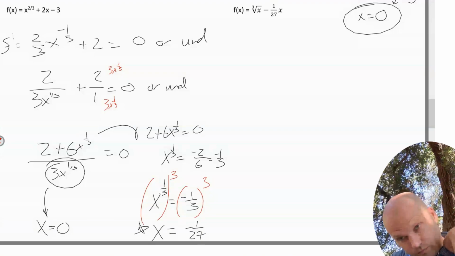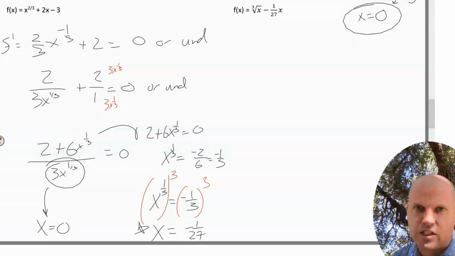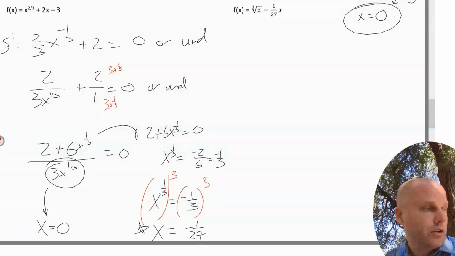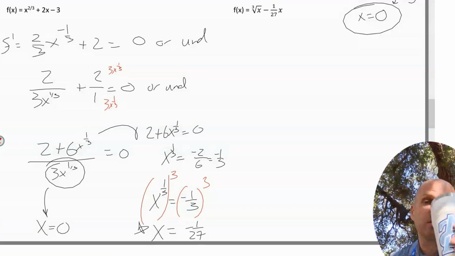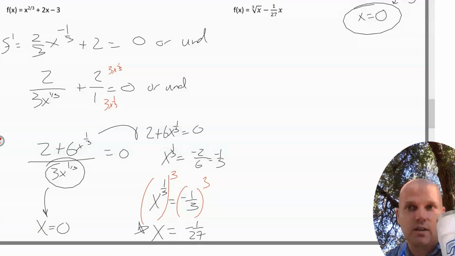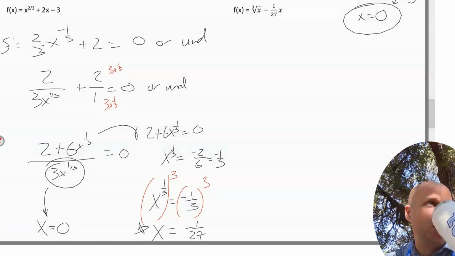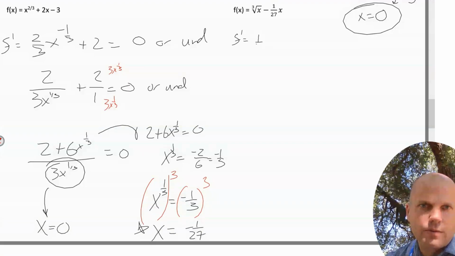Cool. Again, these are possible max-min locations. We'll do more analysis next class. We'll actually start human graphing calculators next class with a function just like this, like x to the 2/3 plus 2x minus 3. Good luck trying to graph that. But wait till next class, you'll be able to. All right, same deal for this.